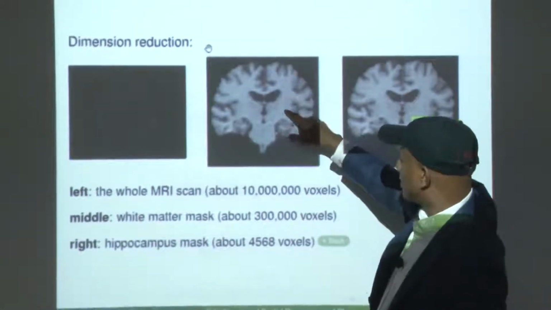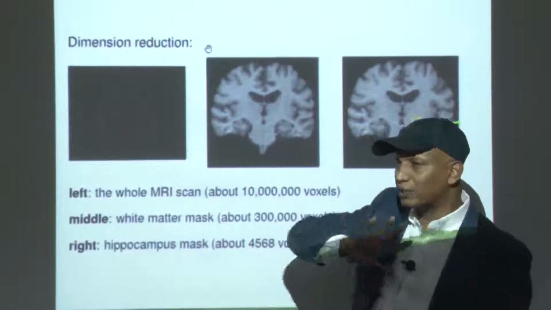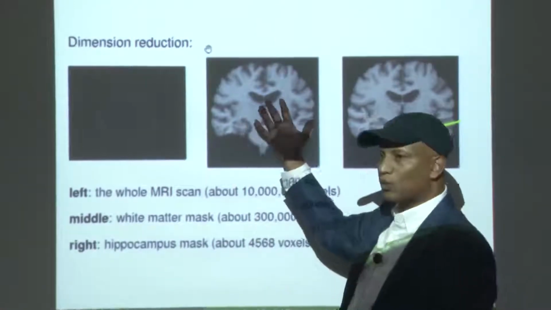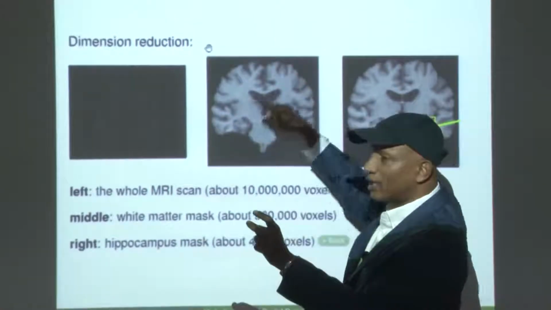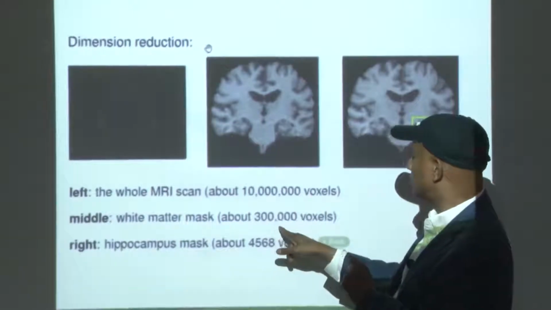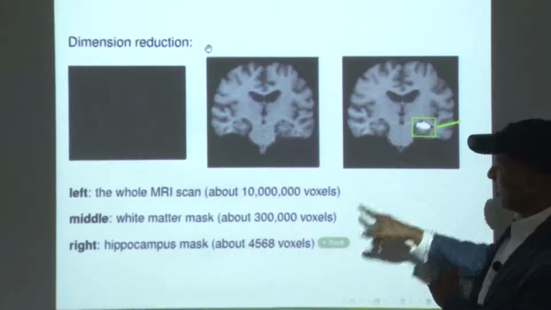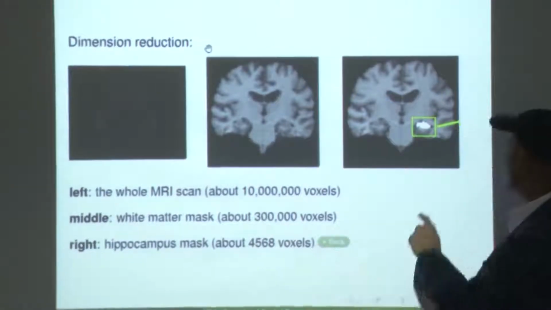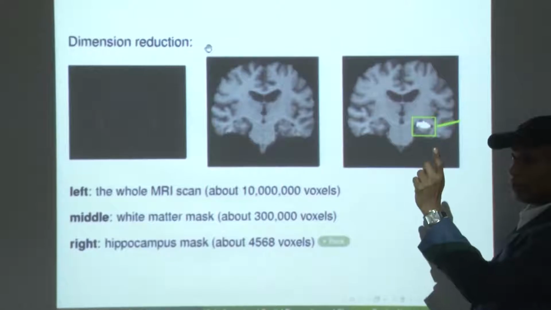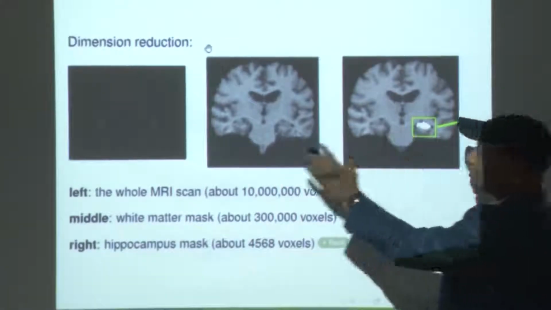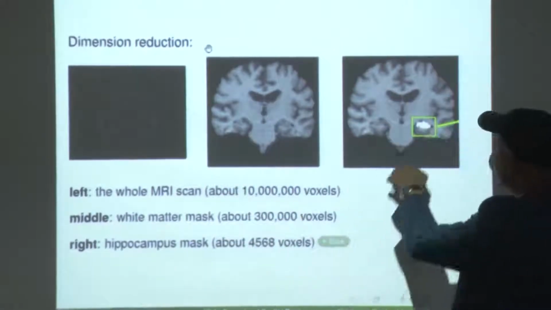But the white matter you can actually erase. Even in the image you can see the white matter, and there is software where you can erase this. That has about 300,000. And the right one has about 4,568. Now some of the neuroscientists we work with said essentially you should not look at all these points. They would like to know only this part.